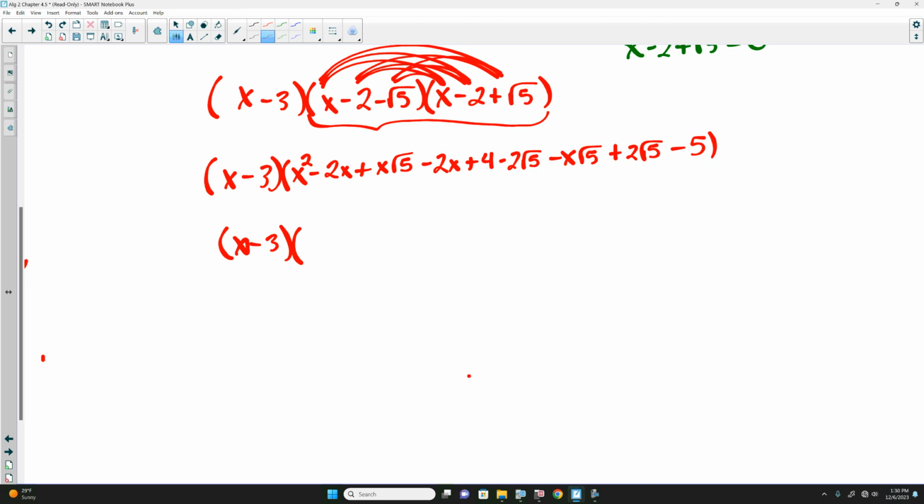Now, if we look through this here, all right, guys. If we look at this here, our x square root of 5 and negative x square root of 5 would be 0, because x minus x is 0. They have the square root of 5. It's gone. Negative 2 square root of 5 plus 2 square root of 5 would also be 0. Now what we have left, x squared, no like terms with it. Negative 2x minus 2x is negative 4x. And our 4 minus 5 is negative 1.